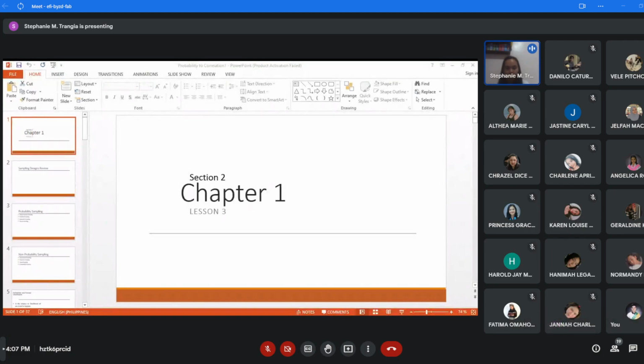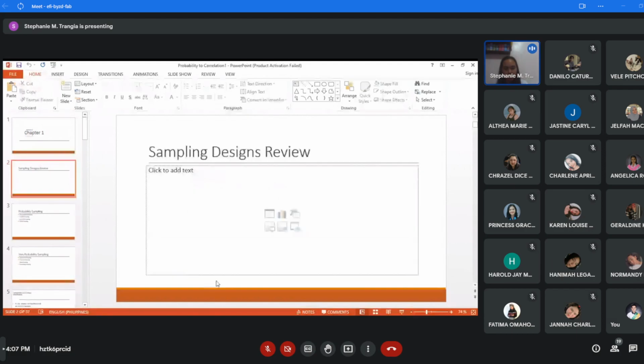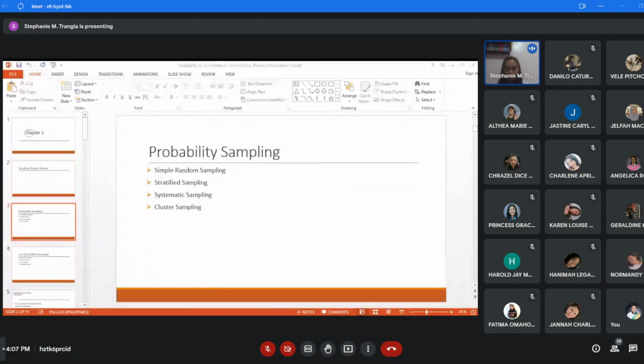Okay. So this afternoon, we're going to discuss section 2, chapter 1 of lesson 3. So let's start with the sampling designs review. As agreed last meeting, I will have a short review of the sampling designs. Basically, class, sampling designs are used to select your respondents based on your target population. There are two types of sampling procedures: probability and non-probability sampling. Let's start with probability sampling.